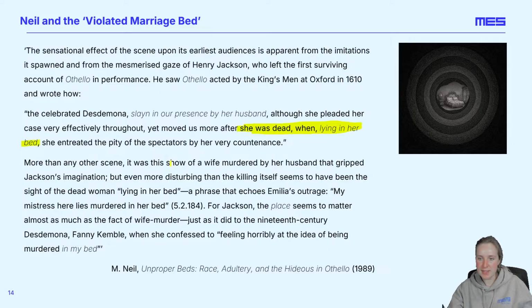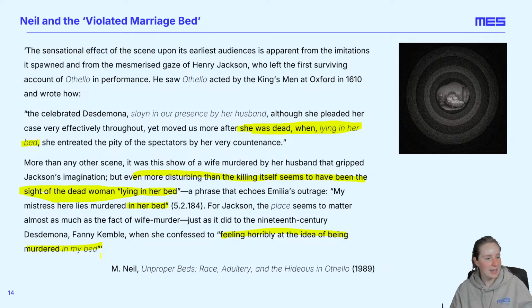And more than any other scene, it was this show of a wife murdered by her husband that gripped Jackson's imagination. But even more disturbing than the killing itself seems to have been the sight of the dead woman lying in her bed. The phrase that echoes Amelia's outrage. My mistress here lies murdered in her bed. For Jackson, the place seems to matter almost as much as the fact of wife murder, just as it did to 19th century Desdemona, Fanny Kemble, when she confessed to feeling horribly at the idea of being murdered in my bed.